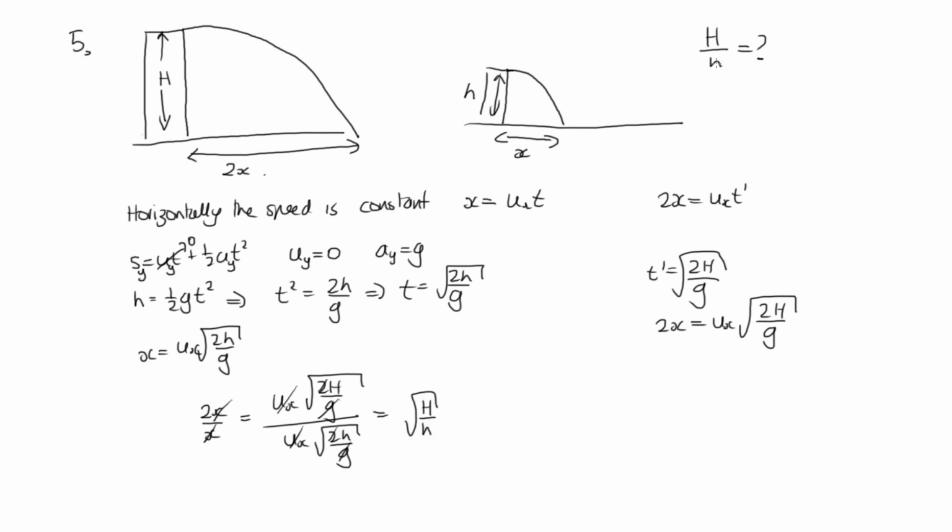What we're trying to find is what's H on h. So we're just going to want to square this now. So we've got 2 squared, which is 4, is equal to H on h. So our taller building needs to be 4 times the height of the smaller building.